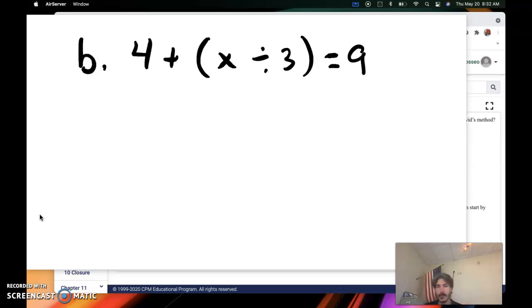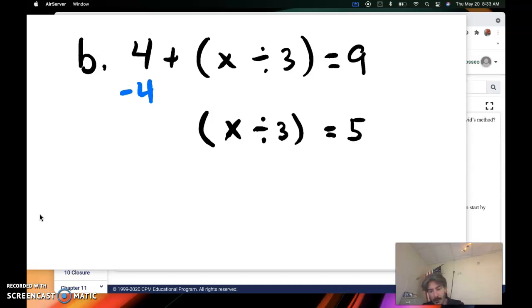This is 4 plus. We don't distribute an addition. We distribute multiplication. So I look inside, I say, I don't know what x divided by 3 is, but I do know that if 4 plus the quantity of x divided by 3 equals 9, then it must be true that x divided by 3 equals 5. Now, how in the heck did I get that? I will show this, actually.